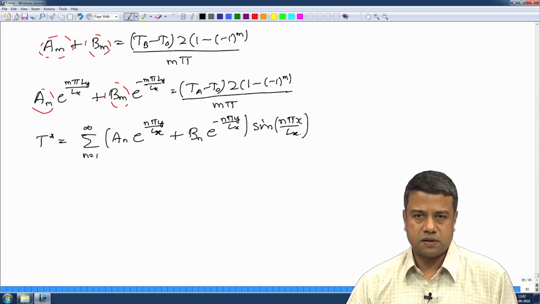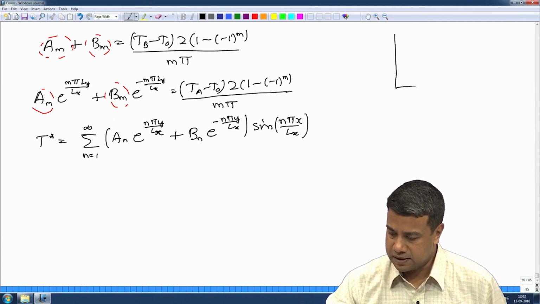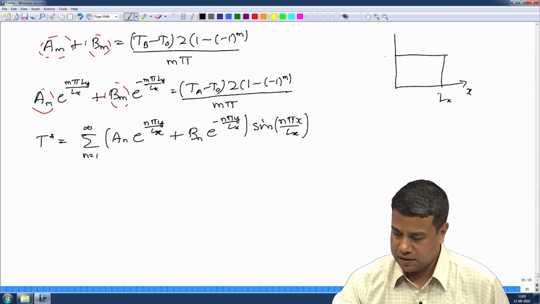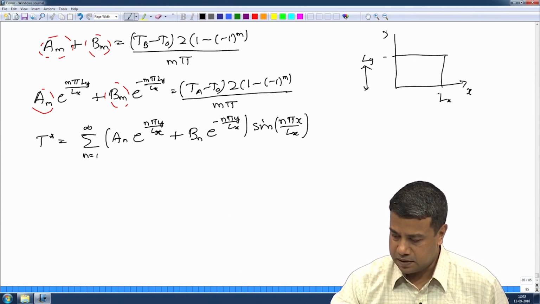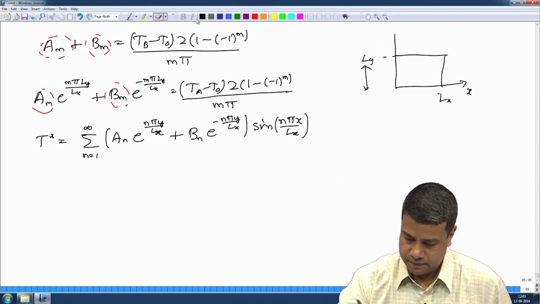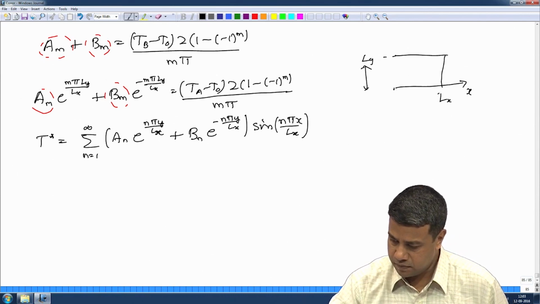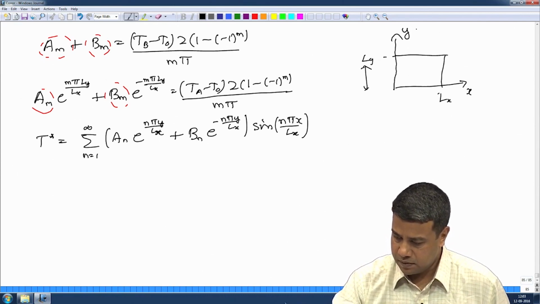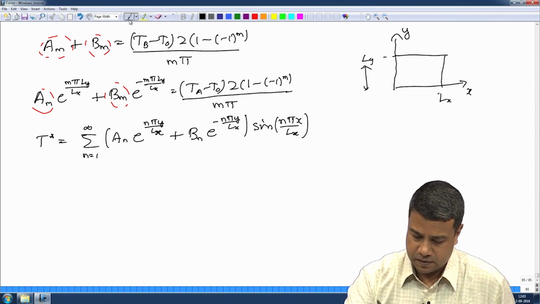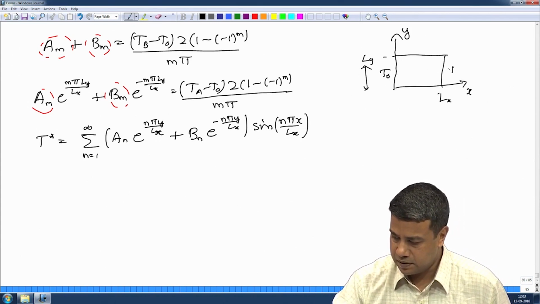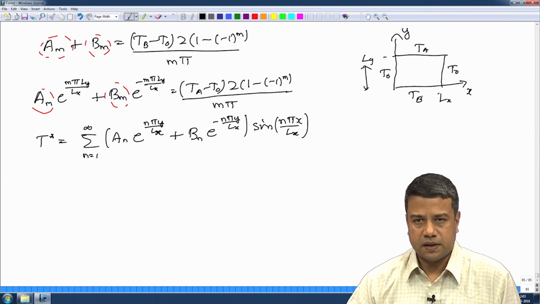So, those are the solutions for this heat conduction problem, in which I had a distance Lx in the x direction, a distance Ly in the y direction, and this is y. And I had different temperatures on the four different faces, T naught. So, that is the procedure for getting this solution for this separation of variables problem.